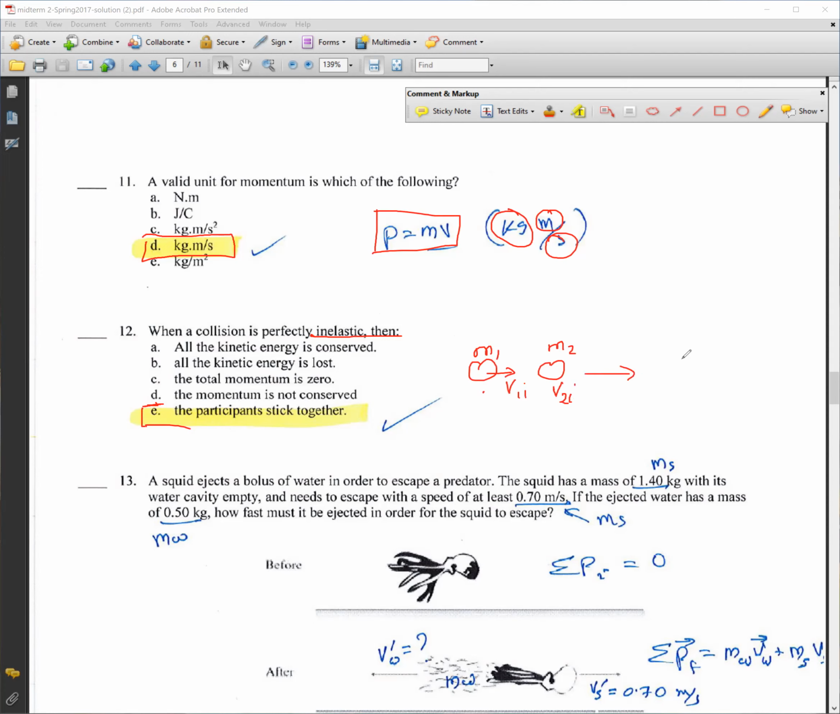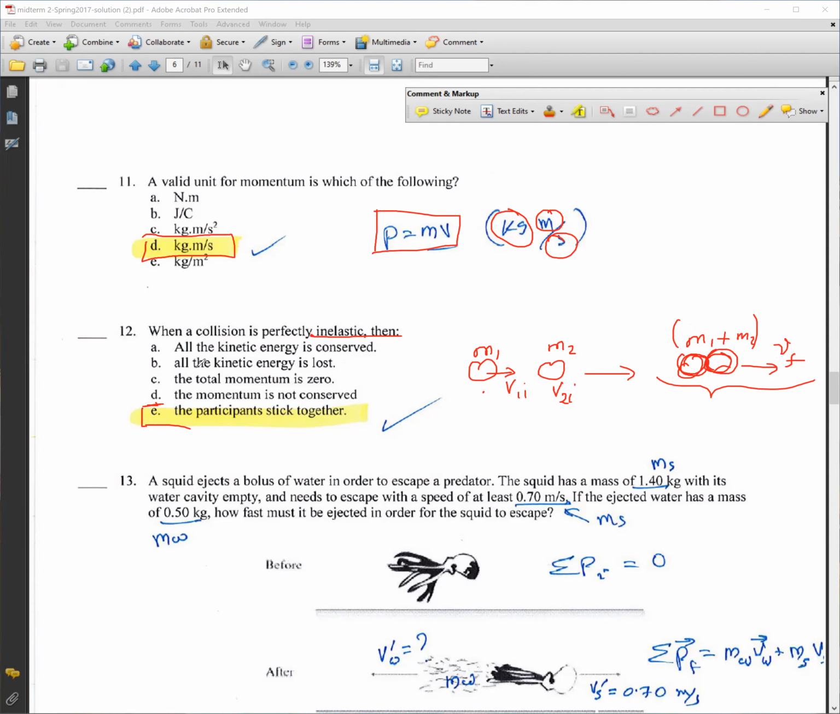After collision, they move together. They lock to each other like this, and they move as one block with a total mass m1 plus m2. So this is how we define perfectly inelastic. In this case, this is the correct option.